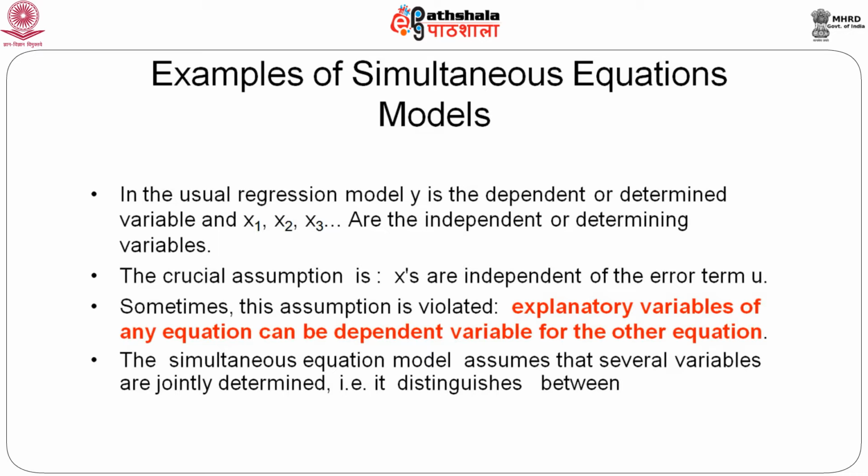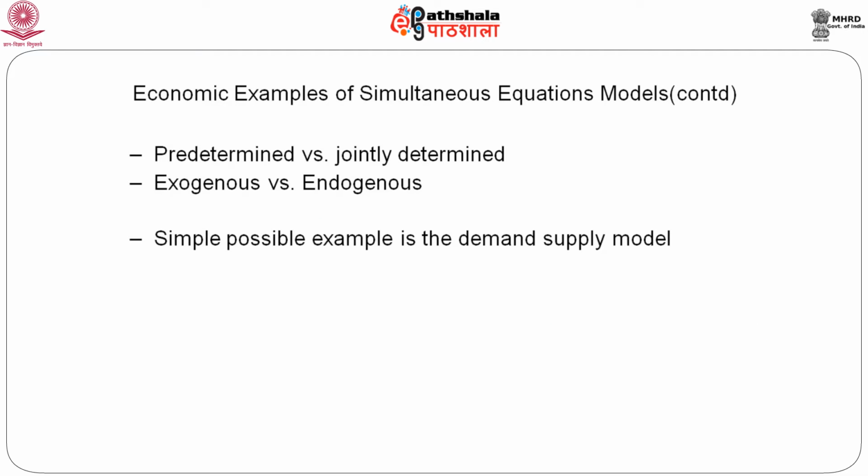The explanatory variable of any equation can be the dependent variable of another equation. In reality, what we have is a simultaneous equation structure where several variables are jointly determined. That is, the simultaneous equation system distinguishes between predetermined versus jointly determined variables, exogenous versus endogenous variables. Now, a simple possible example is the demand-supply model.